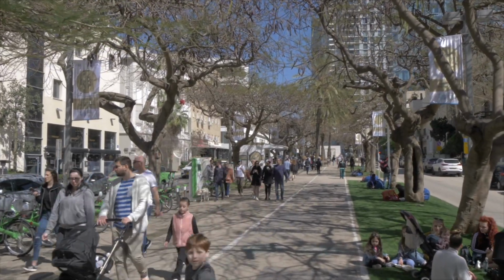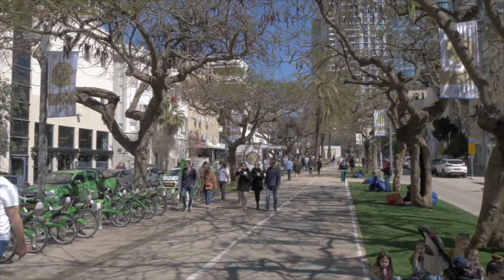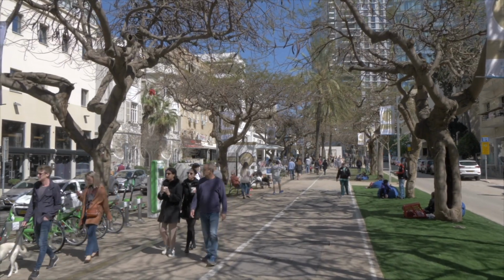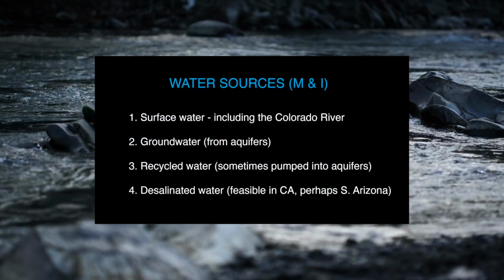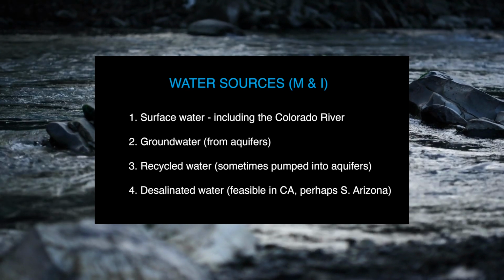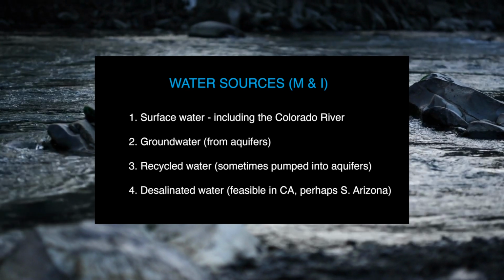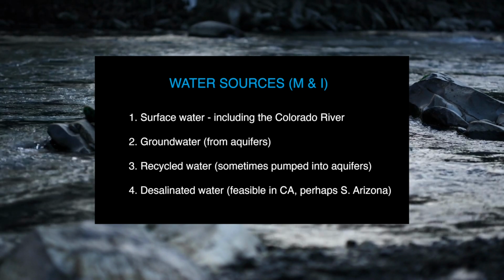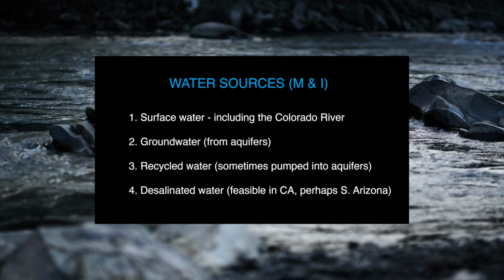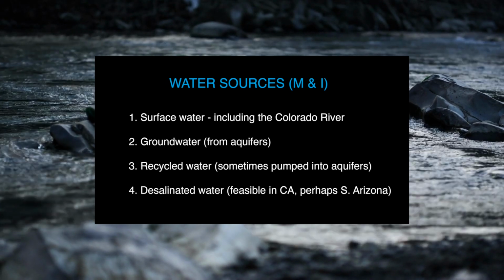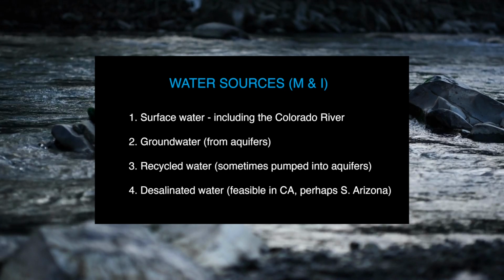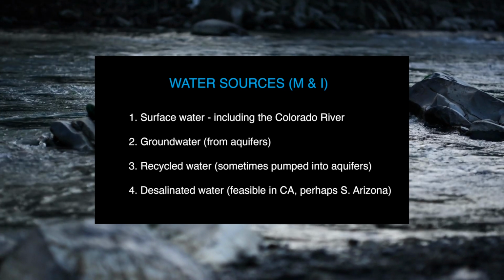Most of Israel's water comes from desalination. Likewise for other cities around the Middle East or the world with little available surface water. So basically there are 4 water sources that may be available to water agencies in the Southwest. There are surface waters that include the Colorado River, groundwater from aquifers, those are very important in Phoenix, for example, recycled water, sometimes pumped into aquifers for storage, dilution, and to help with recharge, and desalinated water that's really only available directly in California and perhaps southern Arizona.